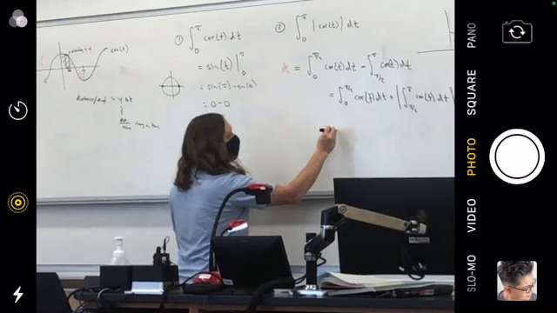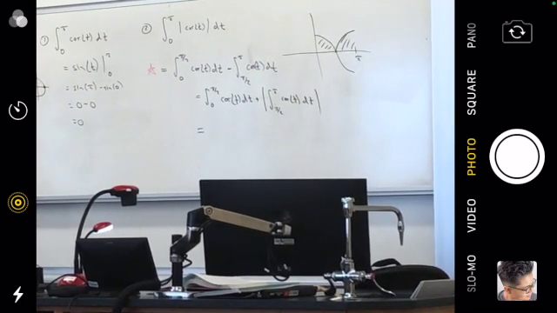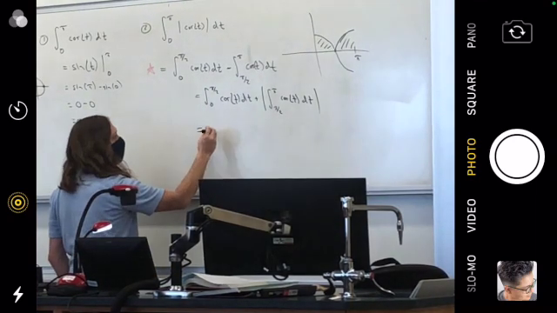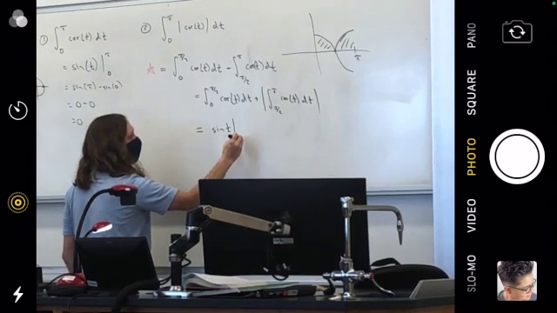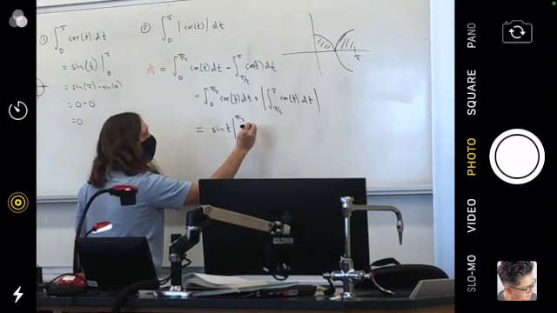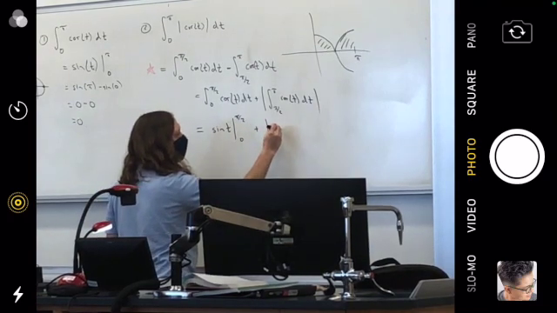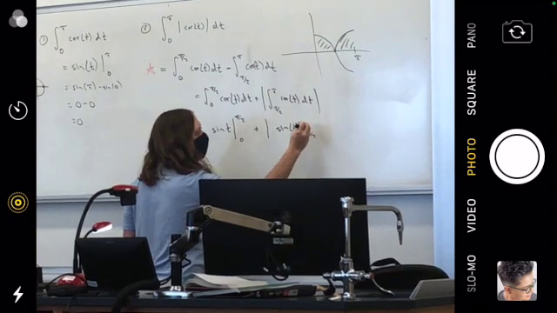So what would I get? Antiderivative of cosine of t is sine of t, evaluated from 0 to pi over 2. And then I would add the absolute value of sine of t evaluated from pi over 2 to pi.